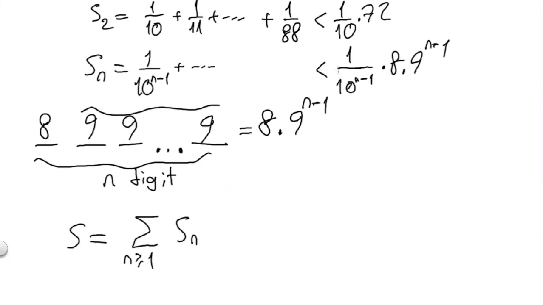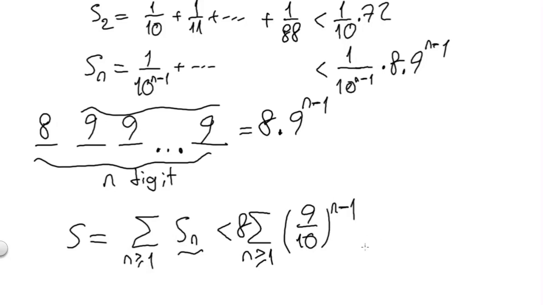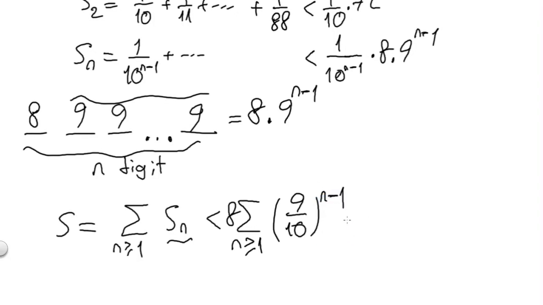And here I found an upper bound for Sn. So this thing is less than something, and if I add them, the sum will also be less than their sums. For n greater than or equal to 1, Sn is less than this thing. So I can take the 8 from before and combine these two, so this will be 9 over 10 to the n minus 1. Now just to make it nicer, I can replace n with n plus 1 here, so it will be n greater than or equal to 0, and it will be 9 over 10 to the power n.